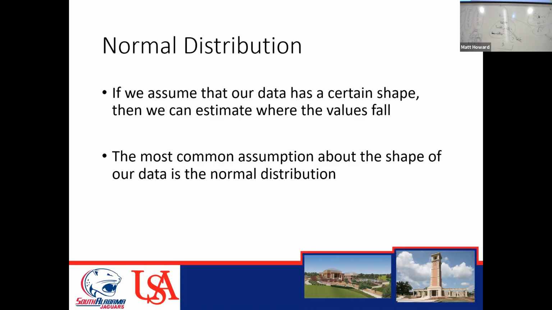So you can have a lot of different assumptions about the shape of your data. You can assume a logarithmic distribution, you can assume a Poisson distribution, but the most common assumption about the shape of your data is the normal distribution. And that's what we're going to start by talking about.